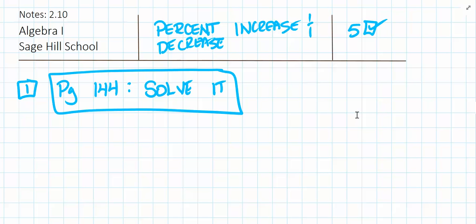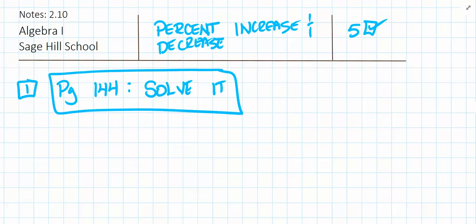All right, section 2.10. The title is percent increase and decrease. So there's 5 boxes for this lesson, but for the very first box, what I want you to do inside your groups, I want you to turn to page 144, and in the top left-hand section of the book, there is a blue box, and it's called Solve It. I would like you guys to discuss in a group how to do the Solve It on page 144 right now before we begin. So that's your first task. Okay, ready, set, go.